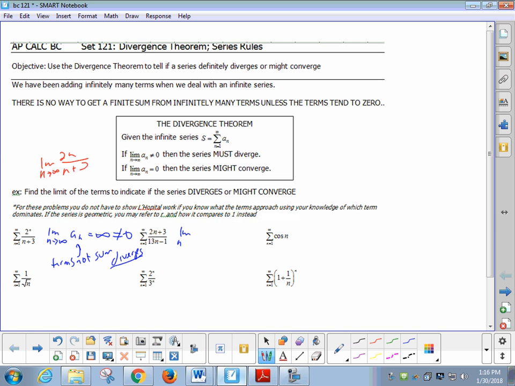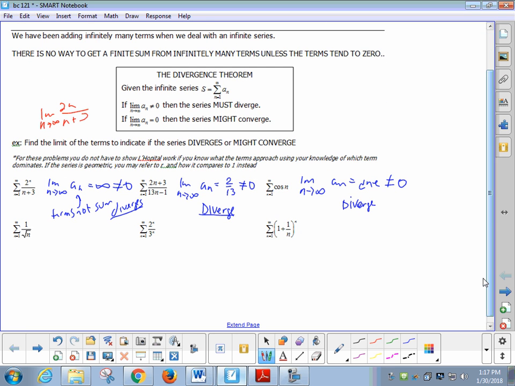For the second one going across, what is the limit of the terms? 2/13. That is not 0. You're adding basically infinitely many close to 2/13-ish. The series must therefore diverge. Okay, what is the limit of the terms? It does not exist. It really fails to converge, but I think you'll agree that the terms do not approach 0. Okay, it oscillates. And so because of that, the series will diverge.